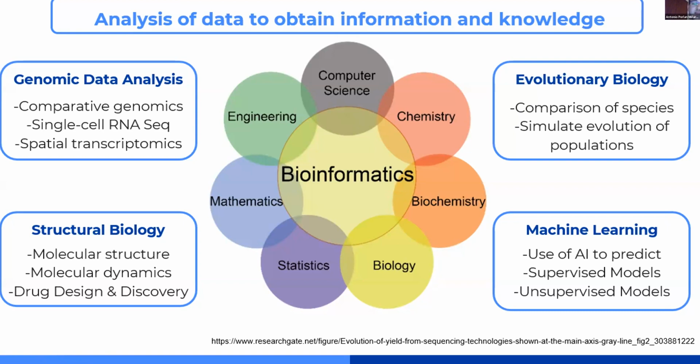This last that I have said, single cell, allows us to have the transcriptome of a unique cell type, and spatial transcriptomics allows us to know the location of this cell in the human body or wherever. So this is a really powerful tool that is being used a lot nowadays.